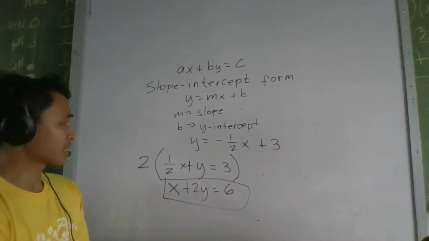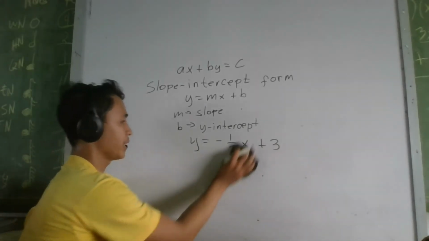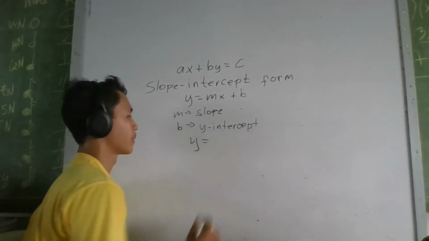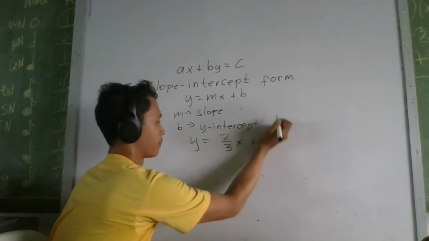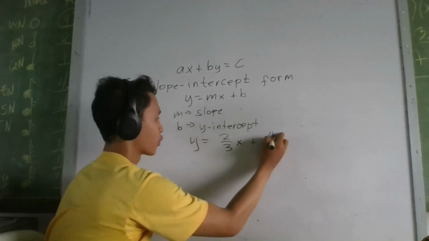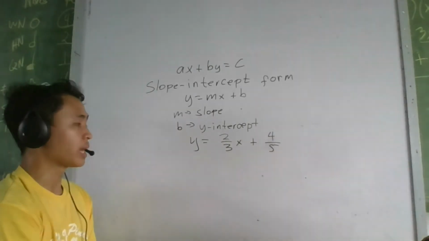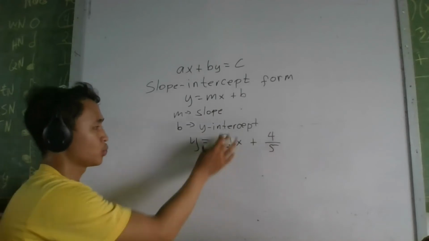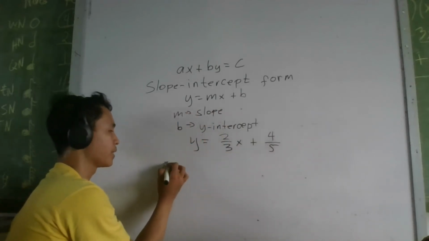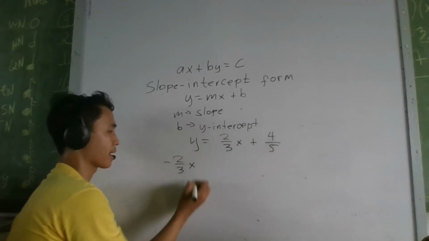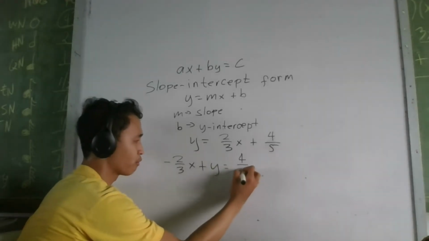Okay? Last example for this process. Let's have another one. Let's say we have y equals 2/3 x plus 4 over 5. Now, in this case, how are we going to solve this one? Same step. First process is 2/3 x transposed to the left side. So that would be negative 2/3 x plus y, kasi positive ang y, equals to 4 over 5.